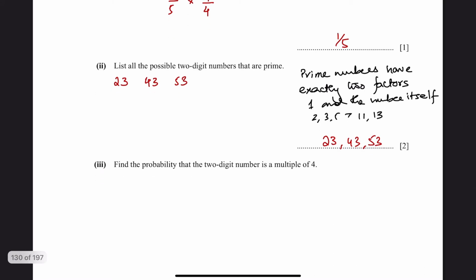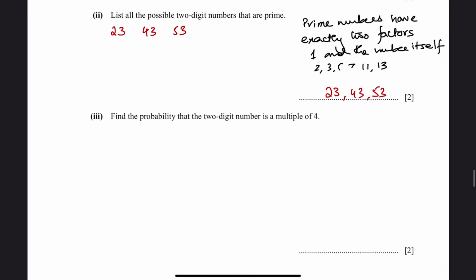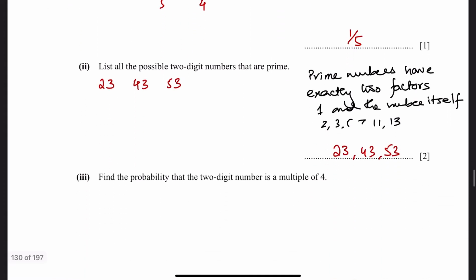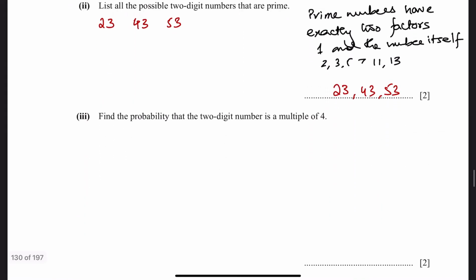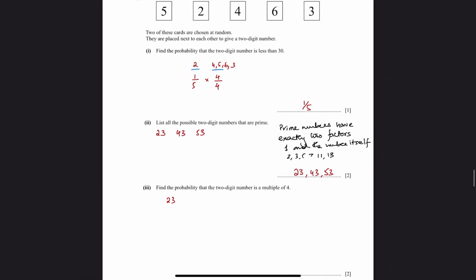Find the probability that the two-digit number is a multiple of 4. Okay, so now this is a tough question because it's going to have some overlapping numbers. So what I'm going to do is make a list of all the numbers that I could possibly create with the cards that are provided to me. So I'm going to say that the numbers that I could create were 23, 24, 25, and 26.